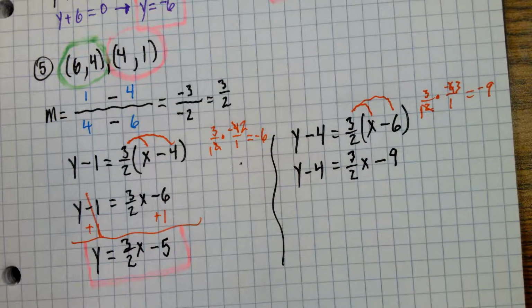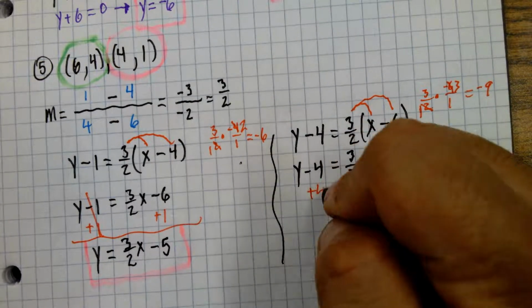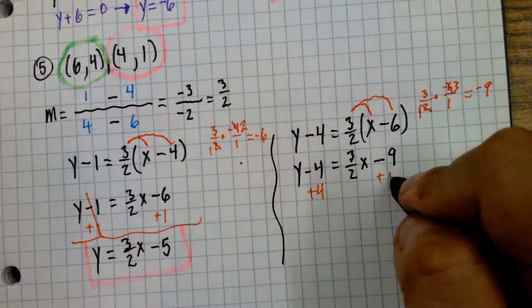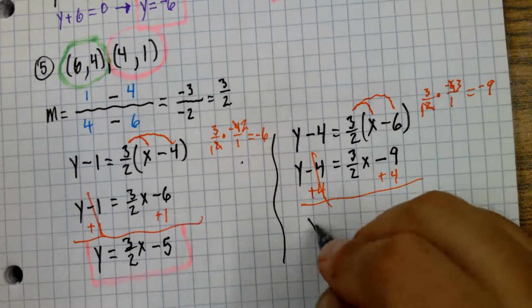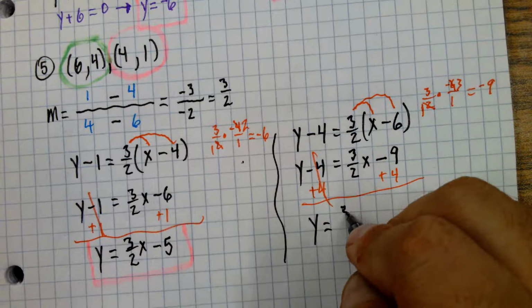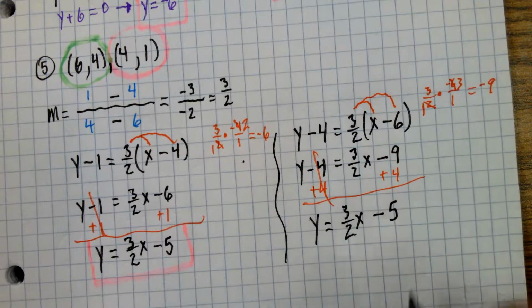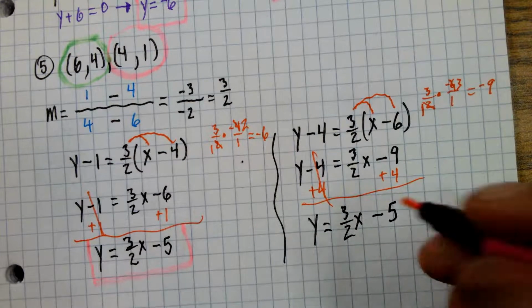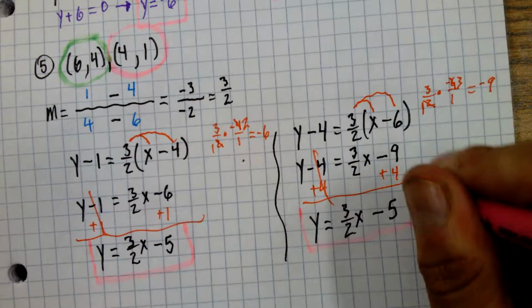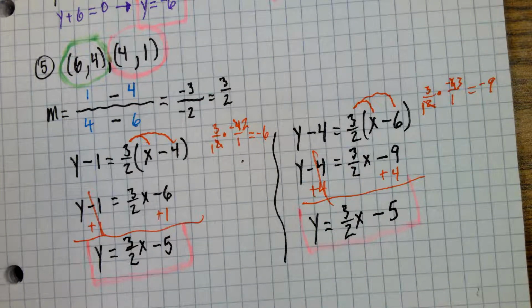And what we're going to do is get rid of this 4 by adding 4. And lo and behold, look at our answer. y equals 3/2x minus 5. Same answer. Because it won't matter which of the points you pick. You should get the final answer equal in slope-intercept.